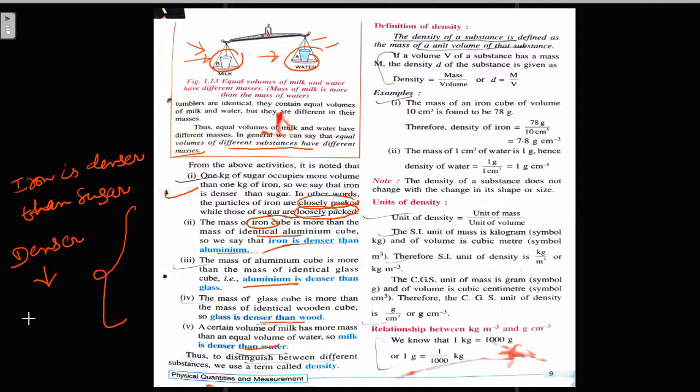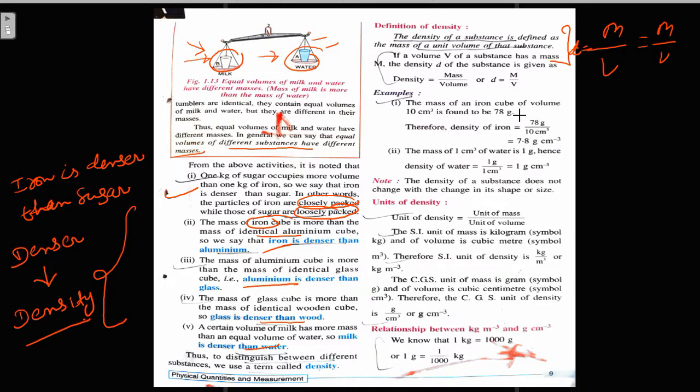From this word denser we get density. So we use this word density to differentiate different substances. What is the definition of density? The density of a substance is defined as the mass per unit volume of a substance. Or we can say density d equal to m upon v.